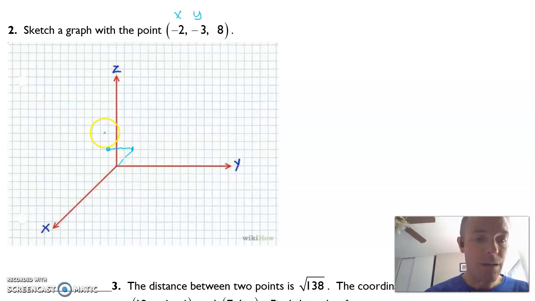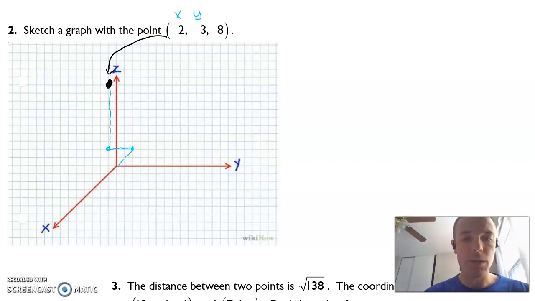Now, from there, I can go up 1, 2, 3, 4, 5, 6, 7, 8 units, and I can plot my new point right here. That's the ordered pair -2, -3, 8 in 3 dimensions.